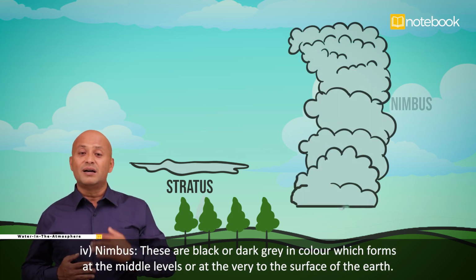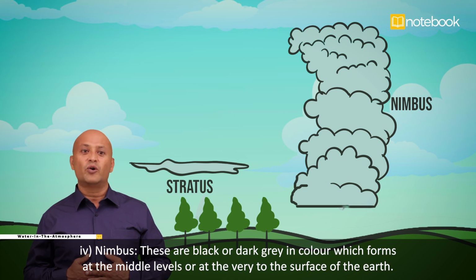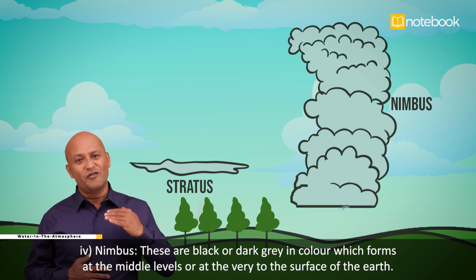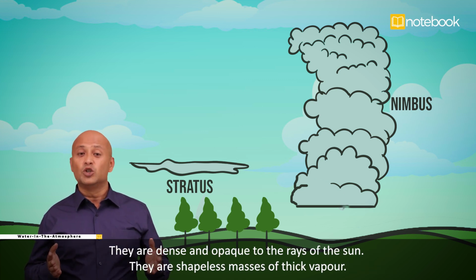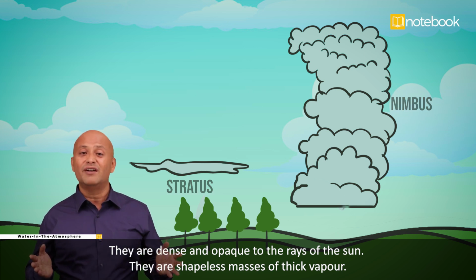Nimbus. These are black or dark gray in color, which forms at the middle levels or at the very surface of the earth. They are dense and opaque to the rays of the sun. They are shapeless masses of thick vapor.